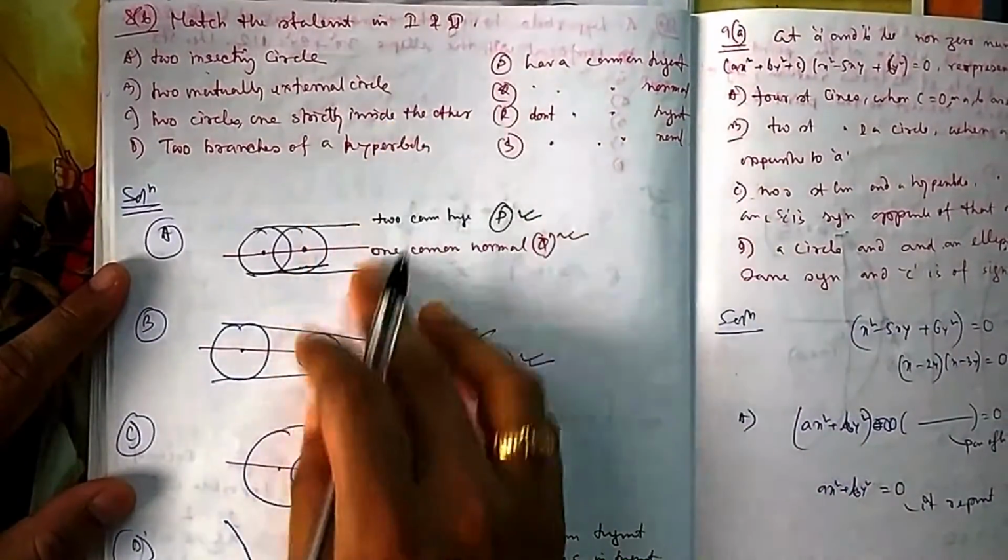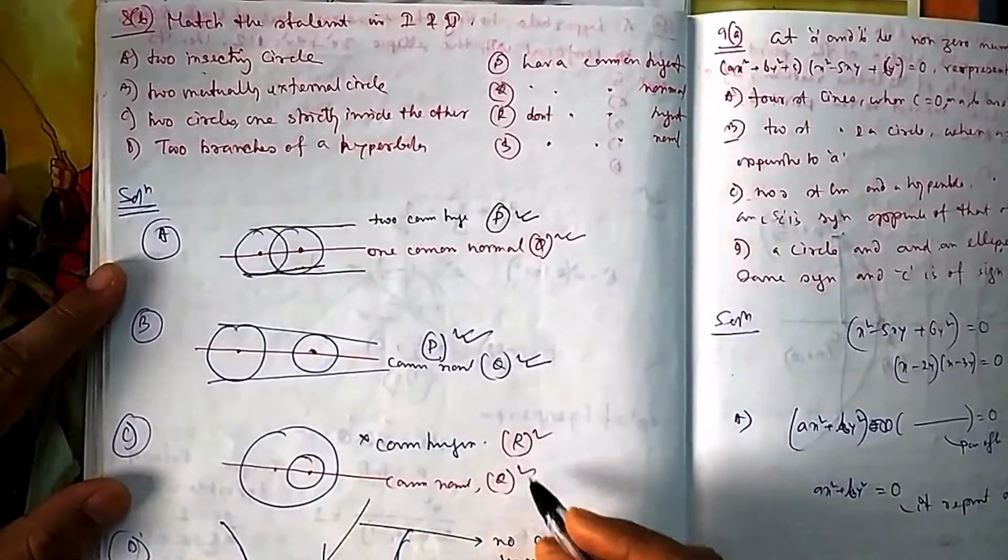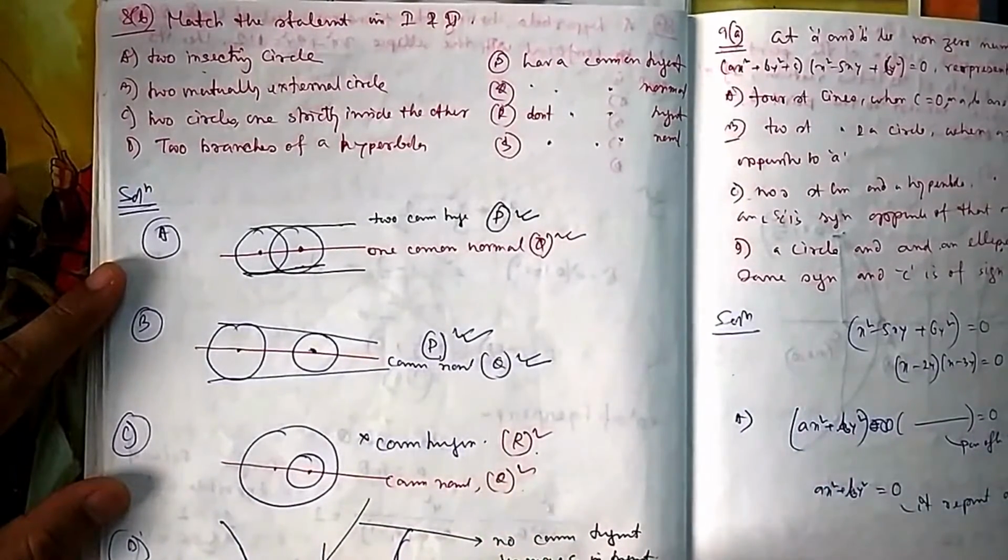Two circles, one strictly inside the other. So no common tangents, but a common normal is there. So it will be R and Q.